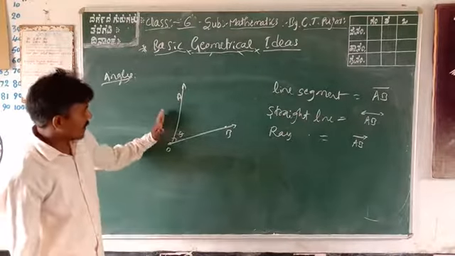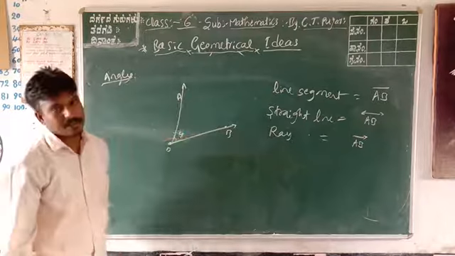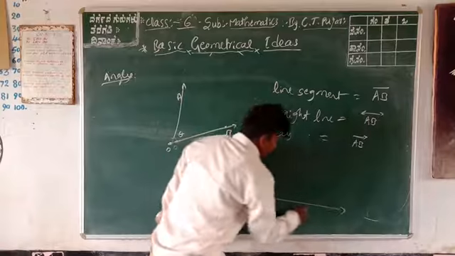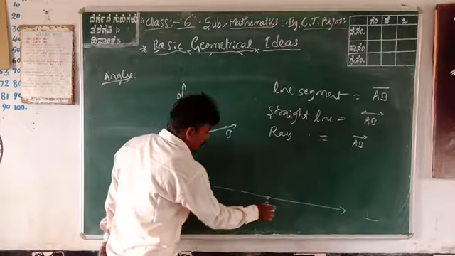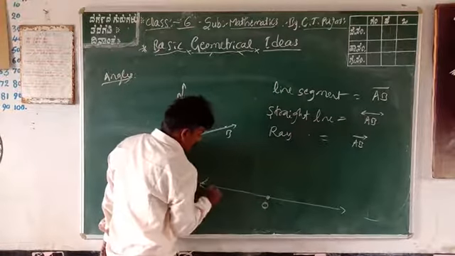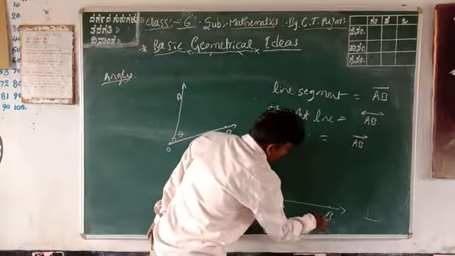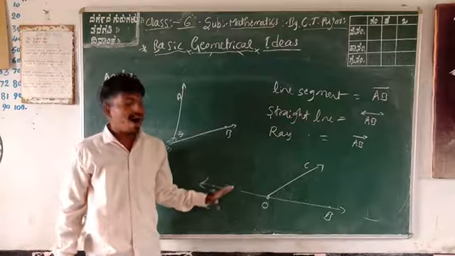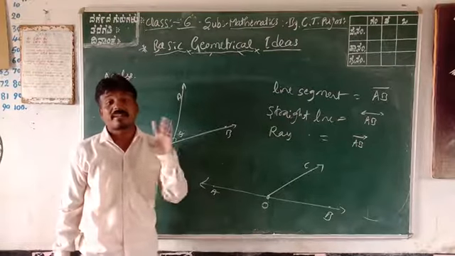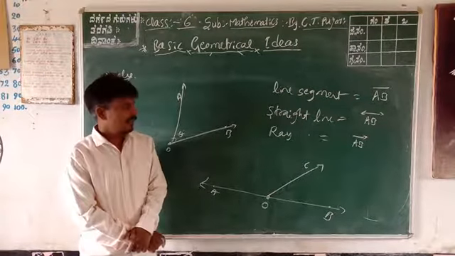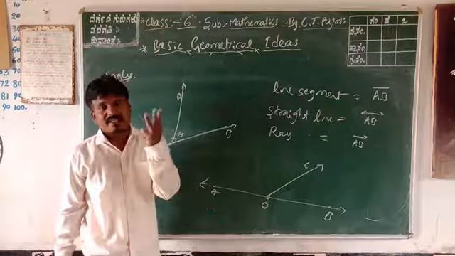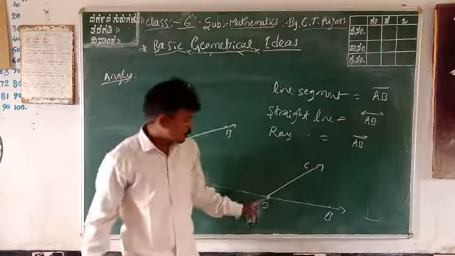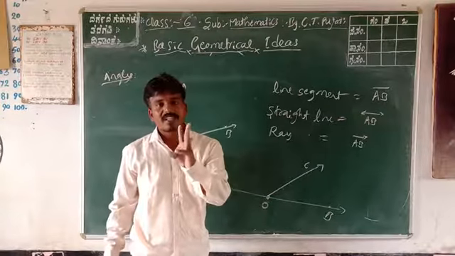In this figure, two rays are here. Also, this is one straight line, and O is the middle part. This is A, this is B, and in this one also C. In the given figure, how many rays are here? How many straight lines? In this figure, three rays are here. OA is one ray, OB is one ray, OC is one ray. Therefore, three rays are here.